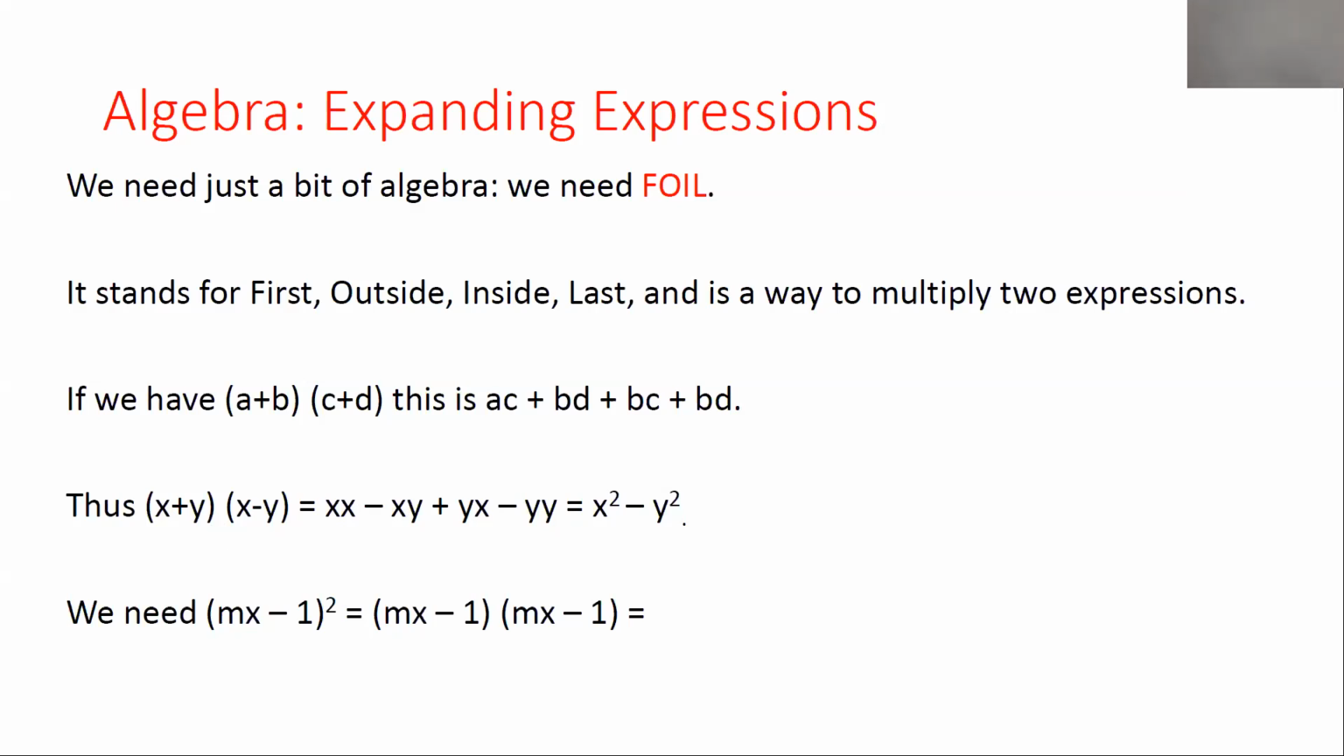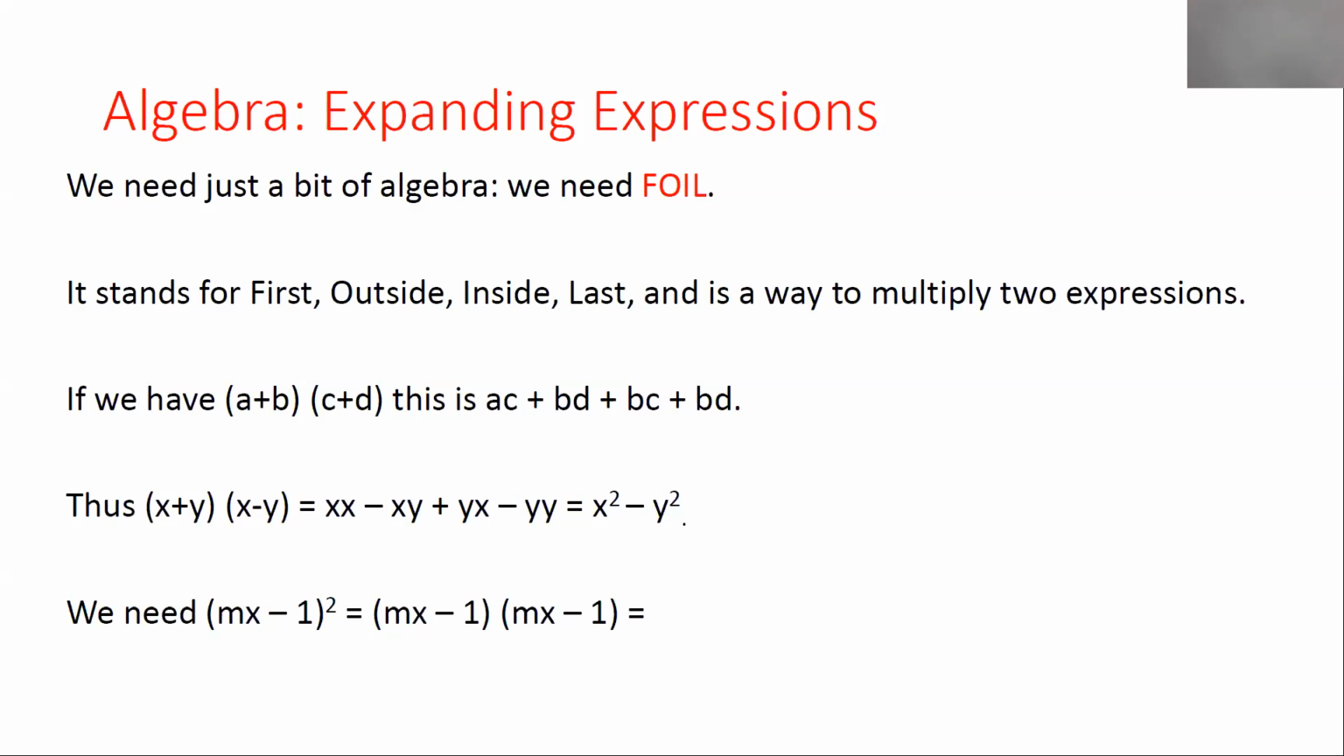So mx is one number, right? I'll do this one with you. Mx is one number. It's m times x. Mx minus 1 times mx minus 1. So the first is I do this times this. So I'm going to get mx times mx. Then I have the outside. It's going to be mx times negative 1, which is minus mx. And I have the inside, which is minus 1 times mx. And then I have the last, which is minus 1 times minus 1. What's minus 1 times minus 1? Negative 1 times negative 1 is 1.